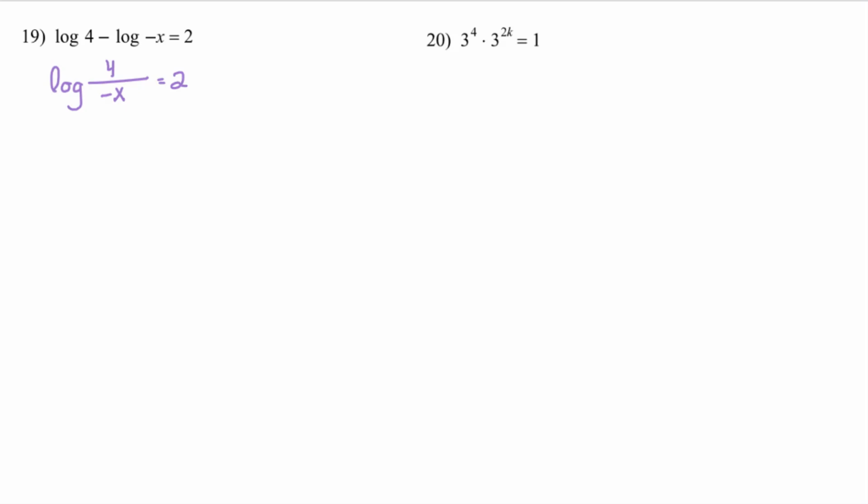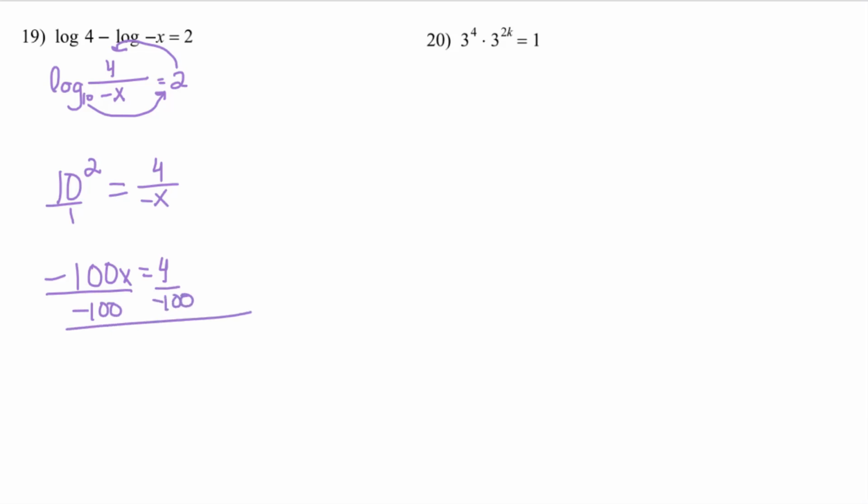Okay, so the base of this logarithm is 10 because it's not written down. So we're going to start with our base, which is 10, come around to grab our exponent, which is 2, and that equals this right here, 4 divided by negative x. So 100 equals 4 over negative x. You could think of this like cross multiplication, or just multiplying each side by a negative x to make them not be fractions. And then we're going to divide by negative 100 on both sides. So x equals, let's simplify this to negative 1 over 25.